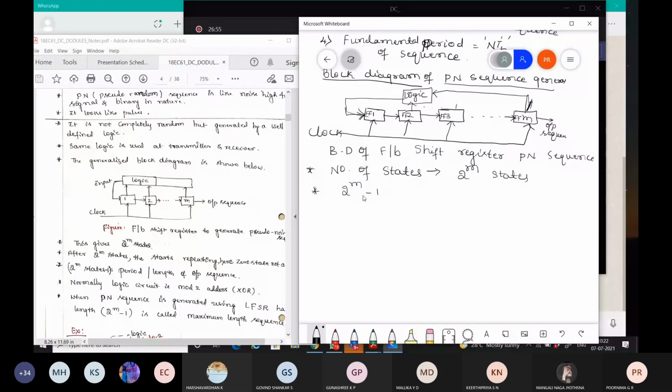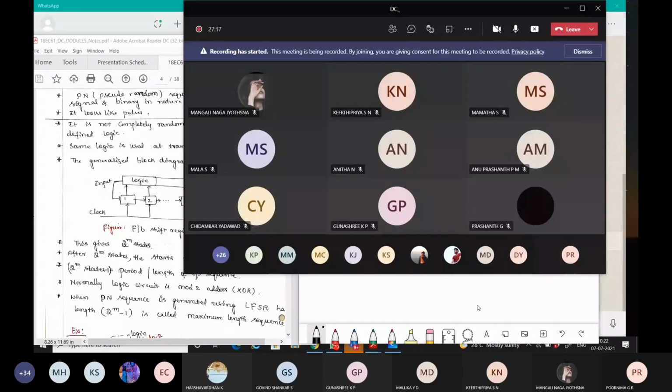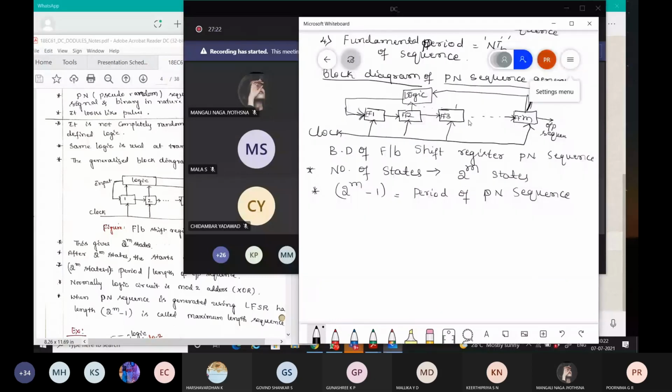N will be equal to the period of the PN sequence. See here from this block diagram, whenever we use this block diagram, the number of states in the shift register will be equal to 2 to the power of m states.